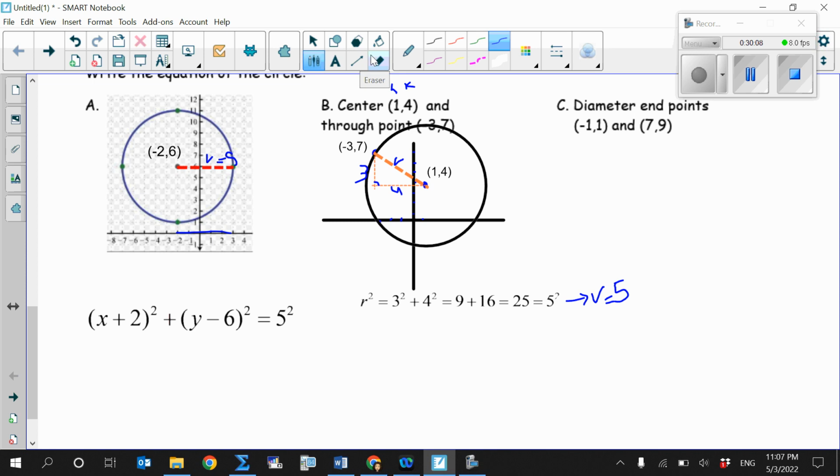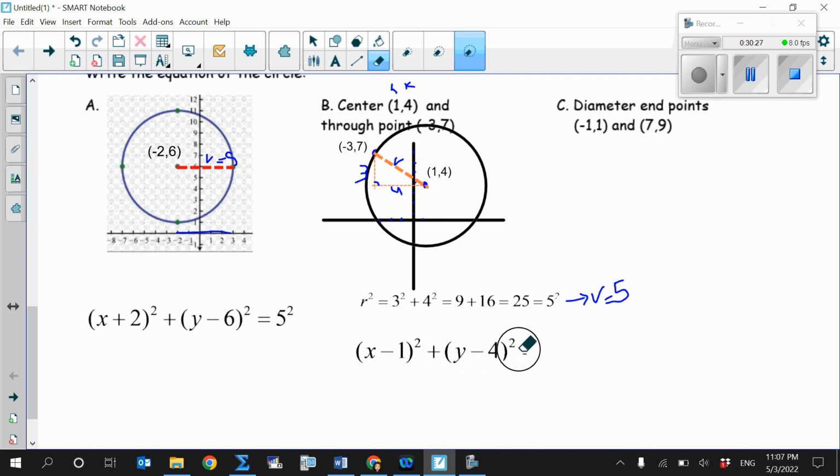Now, how do I write the equation? X minus h squared. H is 1, so that will be x minus 1 squared. And then y minus k, the k is 4, so it will be plus y minus 4 squared equal to the radius to the power of 2, 5 squared. So this will be the equation of this circle.